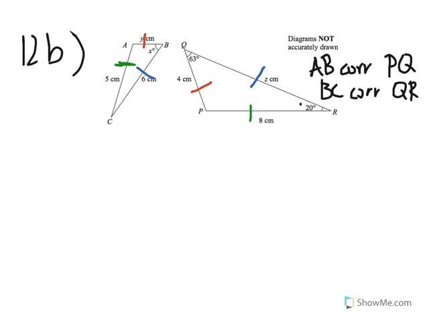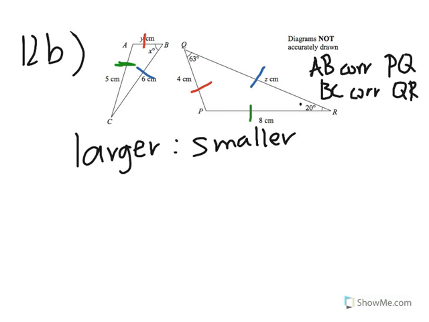Alright, so 12b is asking you to find a value of y. Now since they are similar triangles and have the same angles, we can compare their lengths. We can compare corresponding lengths. So basically the ratio of their lengths can be compared, meaning they're equal. So if I do larger triangle to smaller triangle ratio, I can compare two lengths.